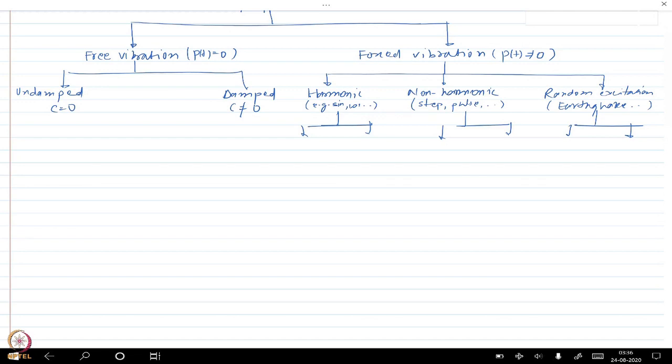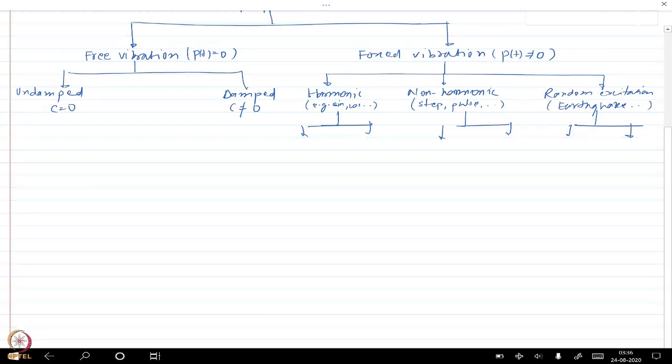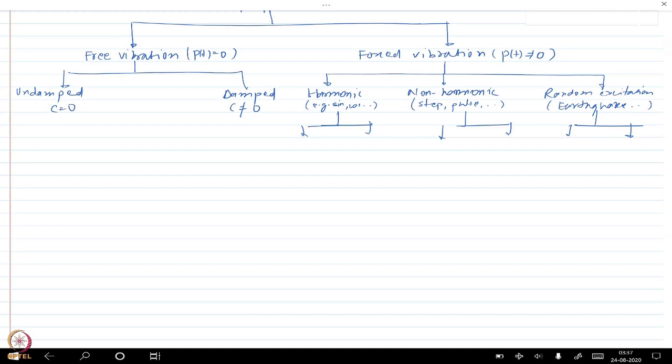For example, if you have harmonic excitation, it is feasible to obtain an analytical solution, a mathematical solution, which is a closed form solution. For non-harmonic cases, only for very few specific cases would we be able to obtain analytical solutions. For random excitation, it is not possible, because the excitation cannot be represented as a combination of functions that are amenable to mathematical solution. So in that case, we are going to study how to obtain solutions using numerical methods.